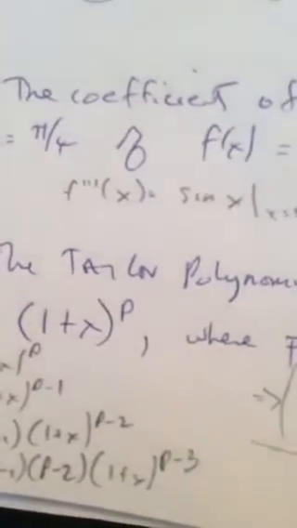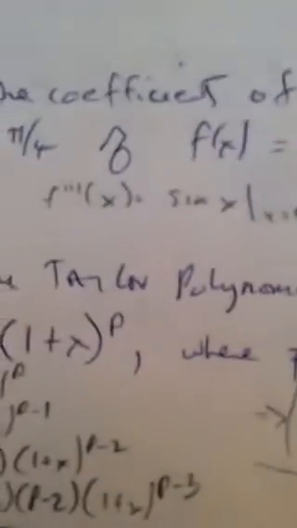Last problem, 1 plus x to the p, where p is a constant. You're evaluating this as a Maclaurin series, x equals 0. First derivative, p times 1 plus x to the p minus 1. But since x is 0, that's just going to collapse down to p. The second one, p times p minus 1. So you would end up with this as your Taylor series.